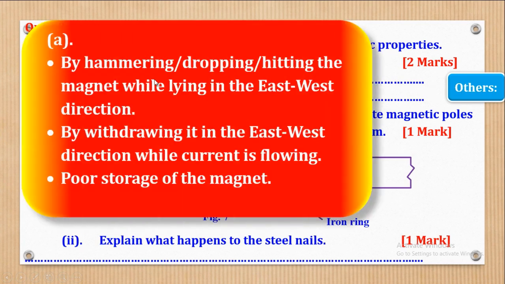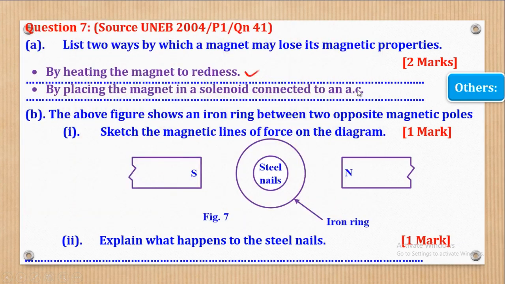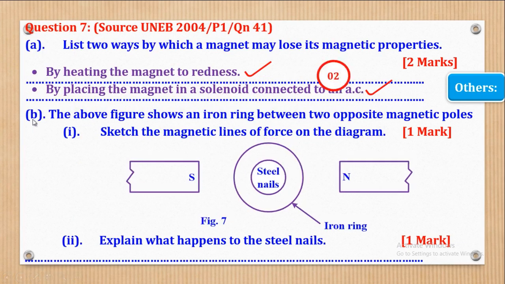Other ways could be by hammering, dropping, or hitting the magnet while lying in the east-west direction. Know that word, east-west direction. Another way would be by withdrawing it in the east-west direction while current is flowing. And also poor storage of the magnet can make it lose its magnetic properties. So if you wrote that, you'll get yourself the 2 marks. So now we shall go to part B.